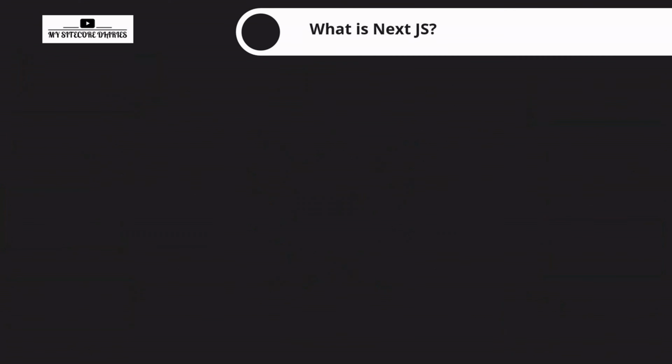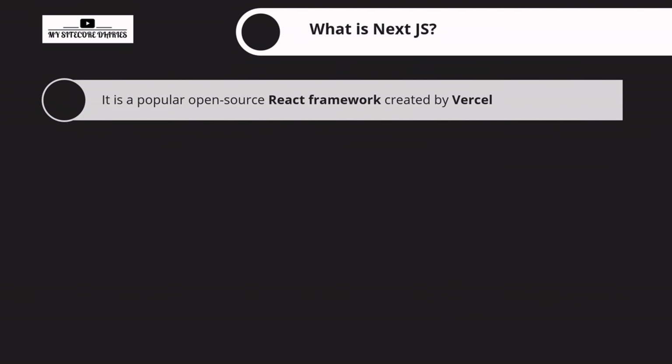So we have seen what is React and what are the features of React. Now we will see what is Next.js and what are the different features of Next.js. So Next.js is a popular open source React framework created by Vercel. So remember, it's on top of React. It's a React framework and it is created by Vercel.